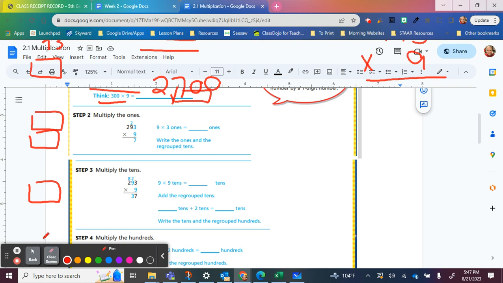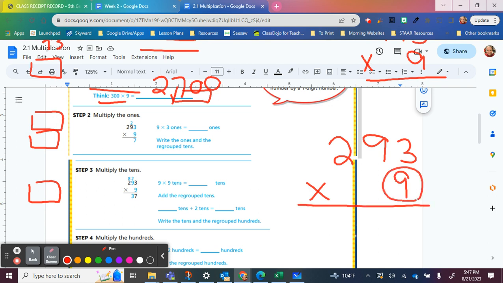Okay, so the first thing we're going to do is we're going to multiply the ones. So notice we have 9 ones, and let me write this again. 293 times 9. So we're going to start with this 9 here, and we're going to multiply it by everything on the top according to its place value. So we're going to multiply 9 times 3, then we'll do 9 times 9, and then 9 times 2.